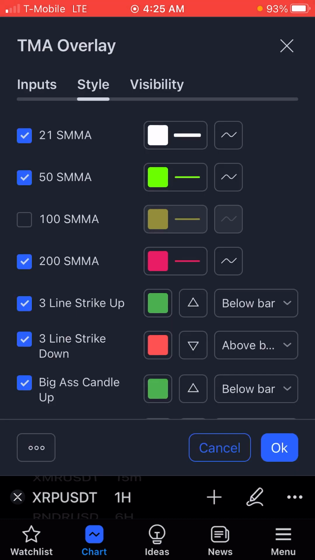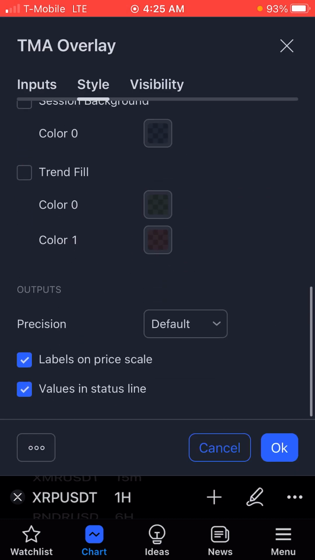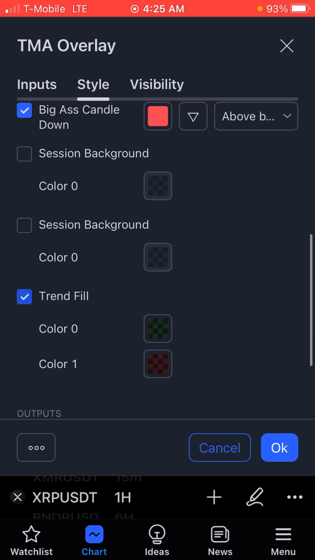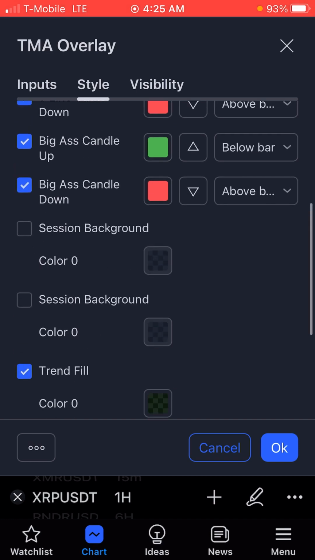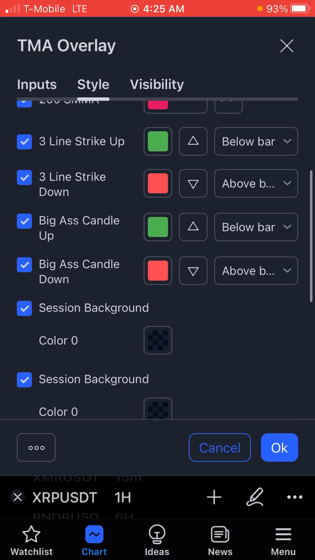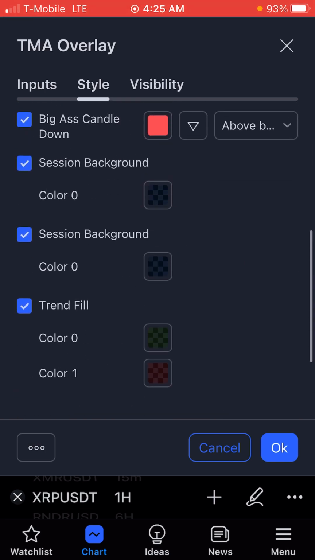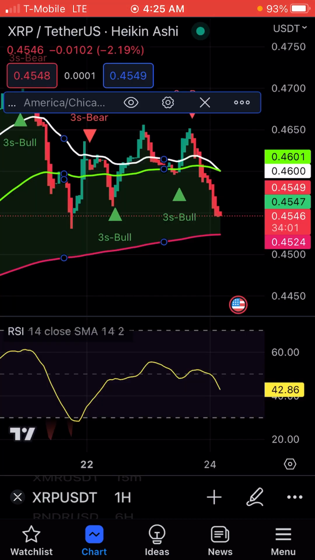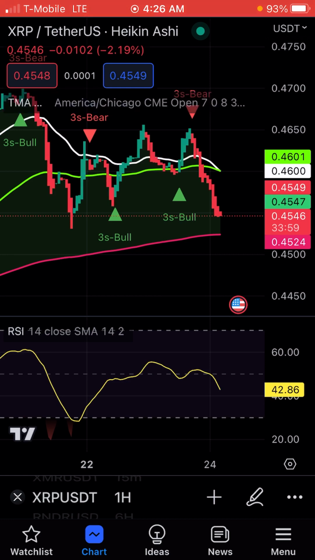What I like about the indicator, let's turn back the fill here. It'll also come with a session background. I personally turn it off because to me it's distracting. When you first have the indicator, you'll see it there, but I choose not to have the session background because it's a little distracting when I'm trying to figure out my charts.